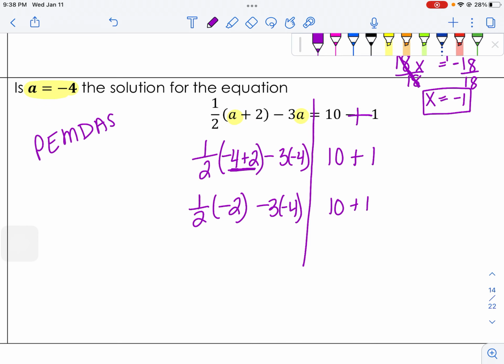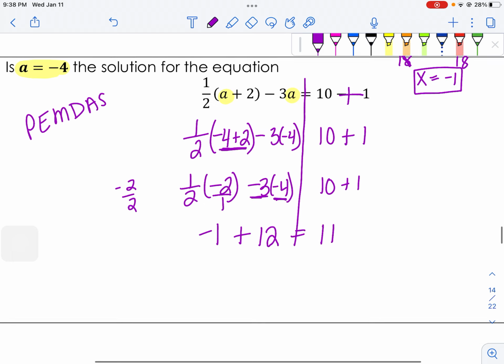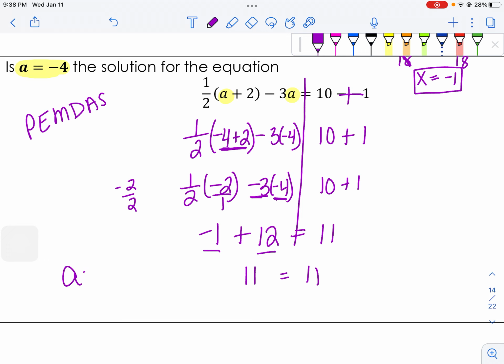Then I'm going to multiply. Negative 1/2 times negative 2 over 1 is going to be negative 2 over 2, which is going to simplify to just negative 1. Or half of negative 2 is negative 1. Then negative 3 times negative 4 is going to be positive 12. Then 10 plus 1 is 11. So I know I want my answer to equal 11, and negative 1 plus 12 is in fact 11, which means that a equals negative 4 is a solution.